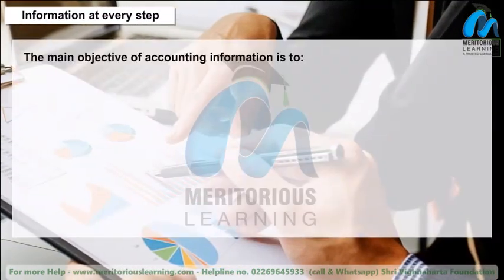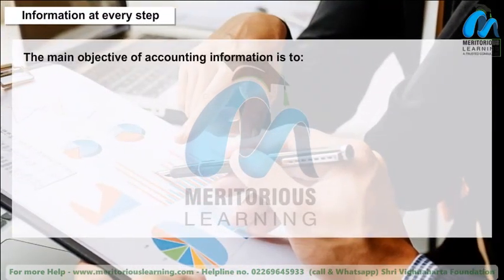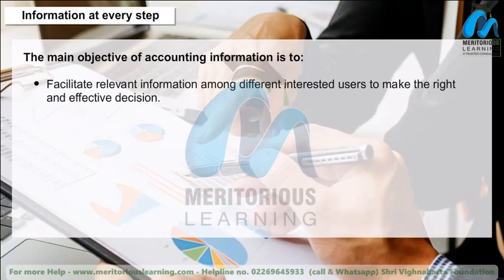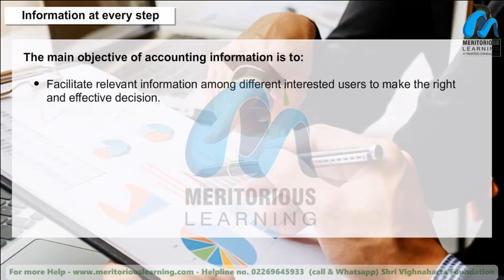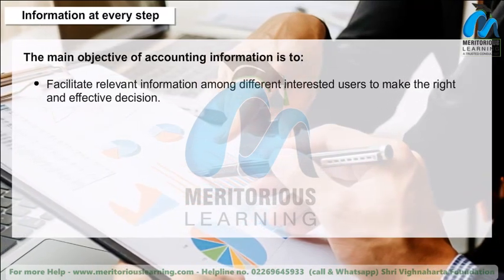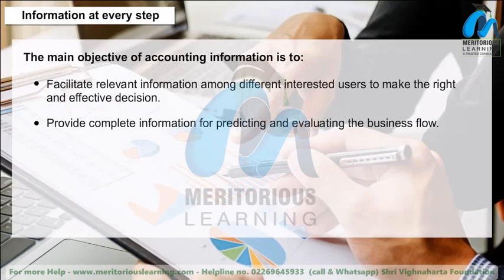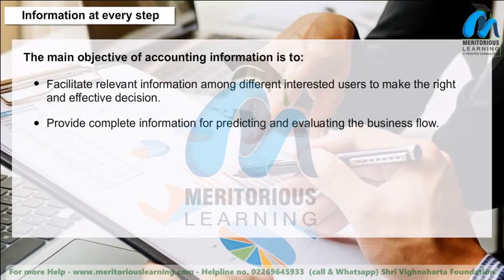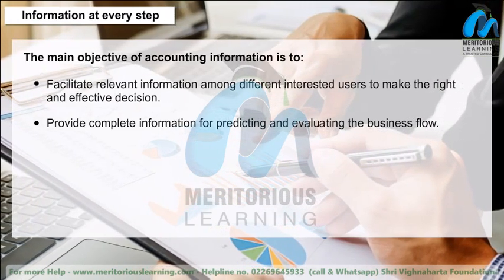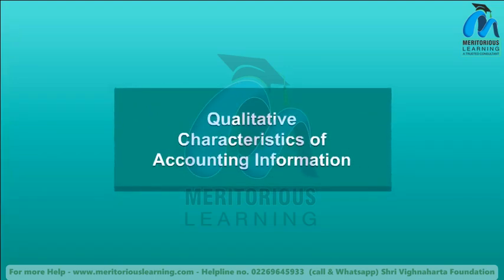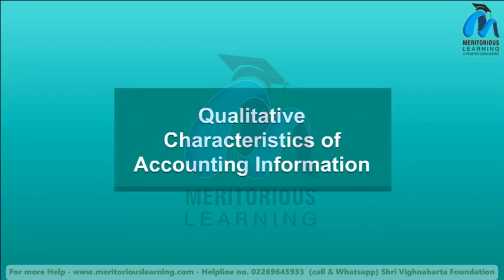The main objective of accounting information is to facilitate relevant information among different interested users to make the right and effective decisions, provide complete information for predicting and evaluating the business flow, provide appropriate qualitative characteristics of accounting information.